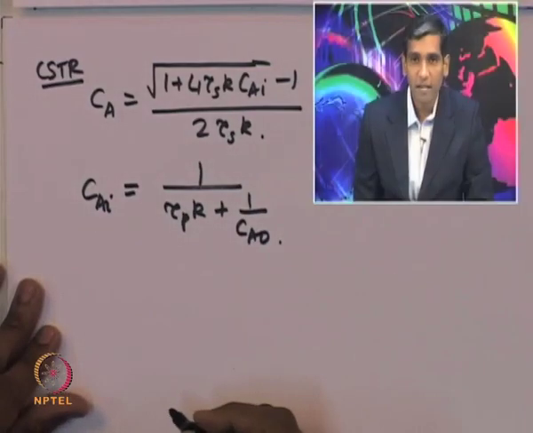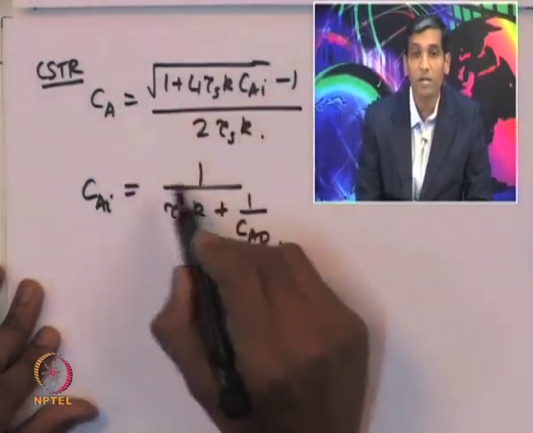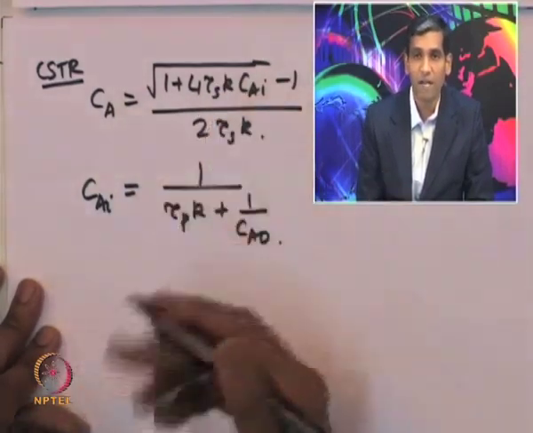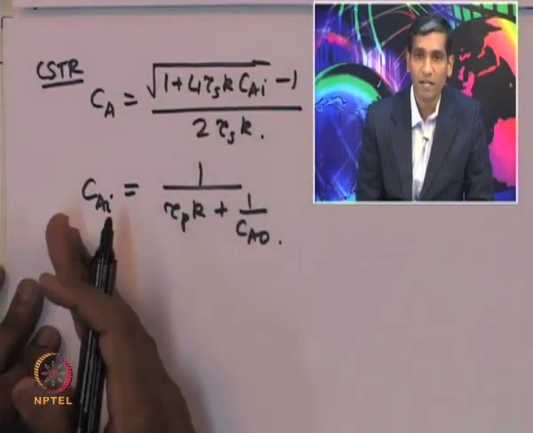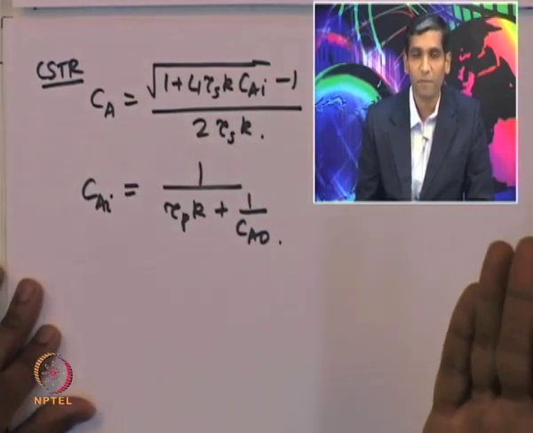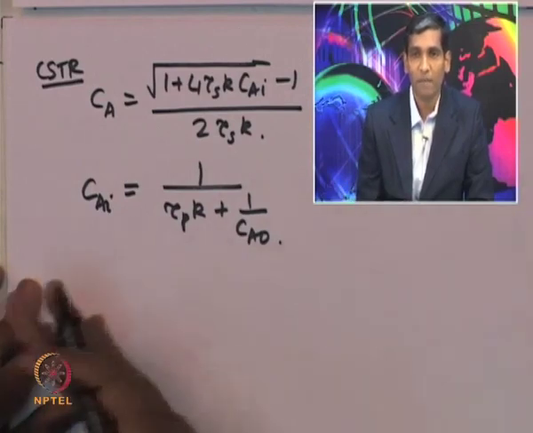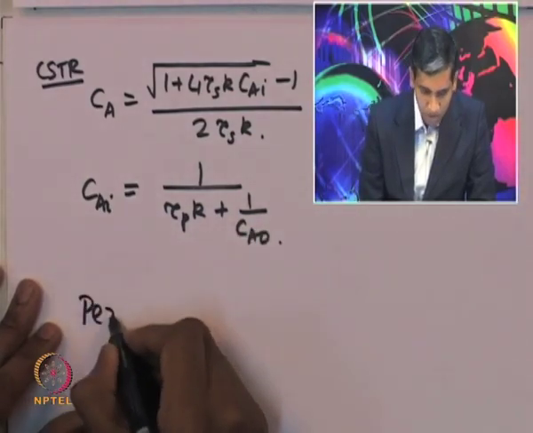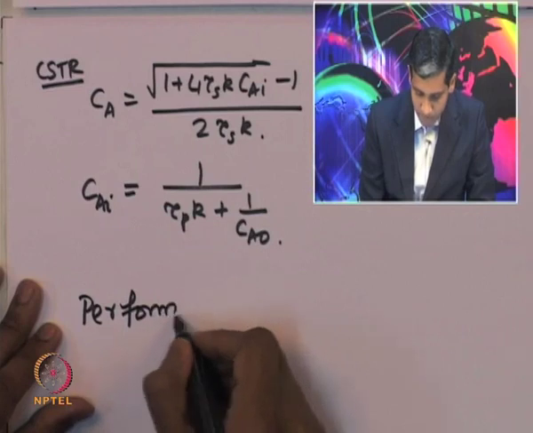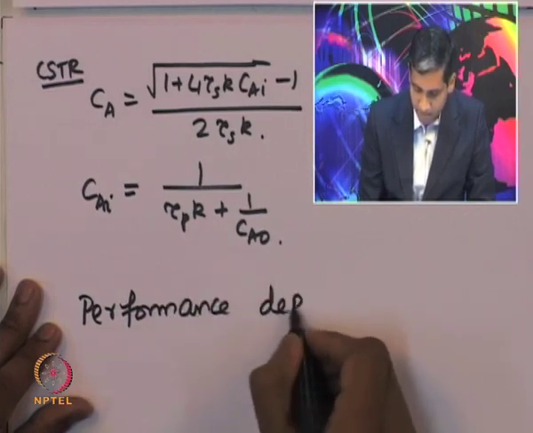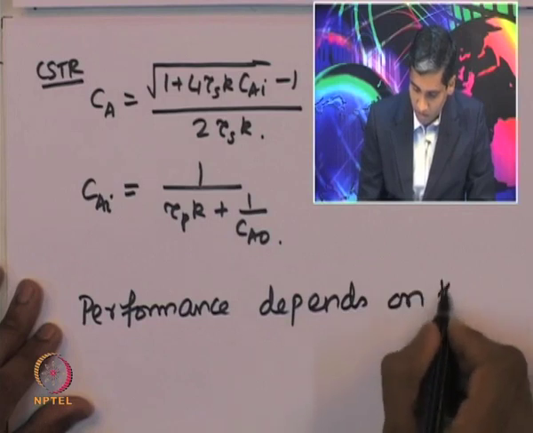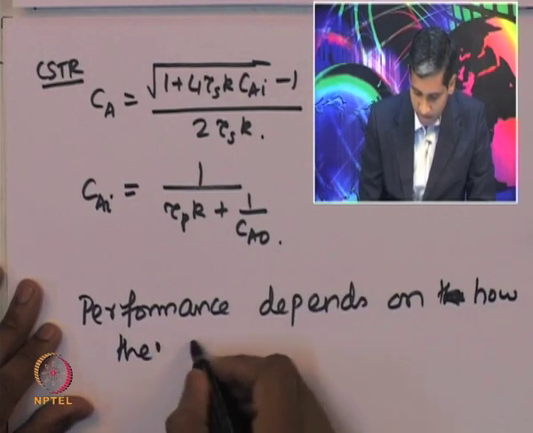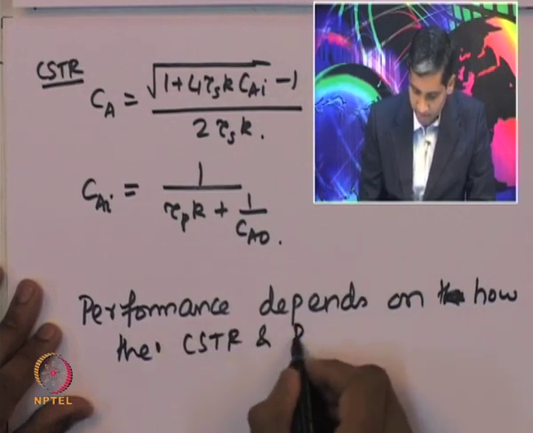So, clearly the expression that you get for the concentration of the species leaving the CSTR, if there is a plug flow reactor preceding the CSTR, is completely different from the expression that you get for the situation where the plug flow reactor follows the CSTR. So, what it suggests is that the performance of the reactor depends on how the CSTR and plug flow reactor are combined.